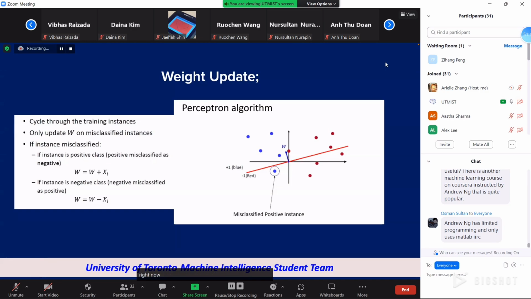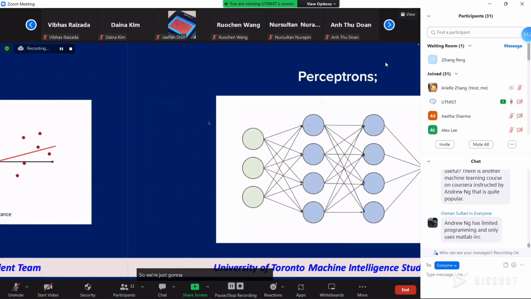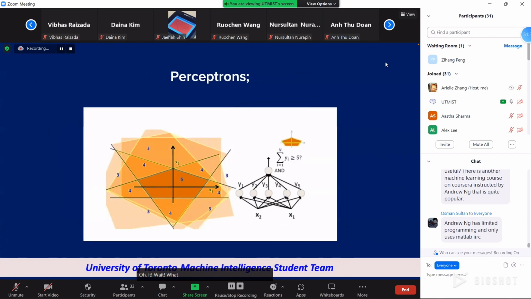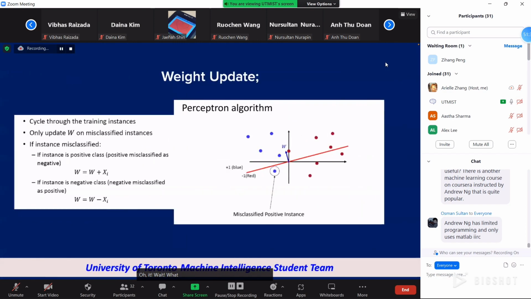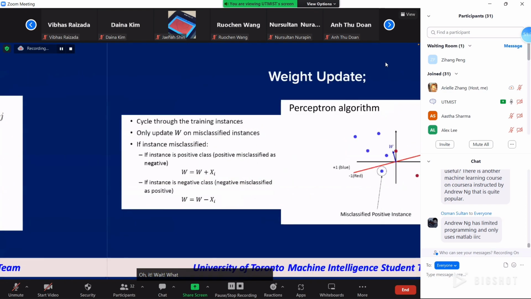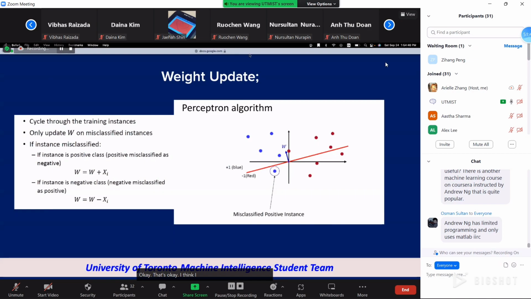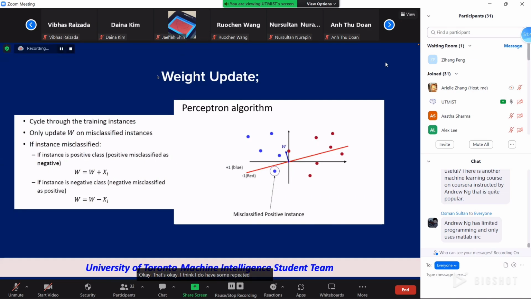Right now, does anybody have questions regarding this slide? Cool. Let me check the chat. Okay, no new questions, so we're just going to continue. Oh, actually, wait, what? Did anybody delete my slides? Okay, that's okay. I think I do have some repeated slides over here, but that's okay. I will just annotate it.